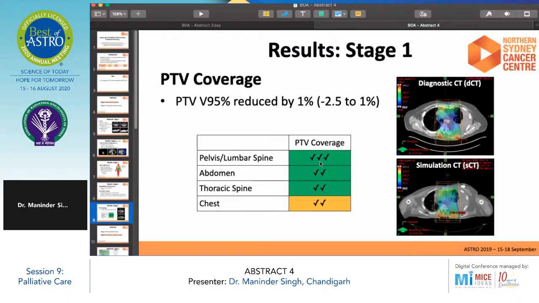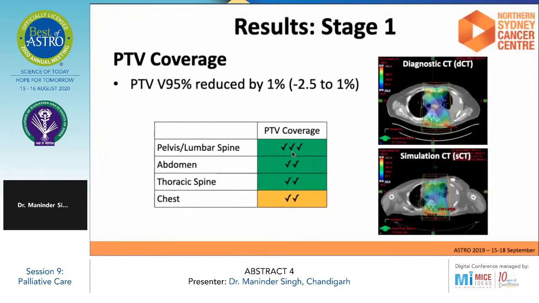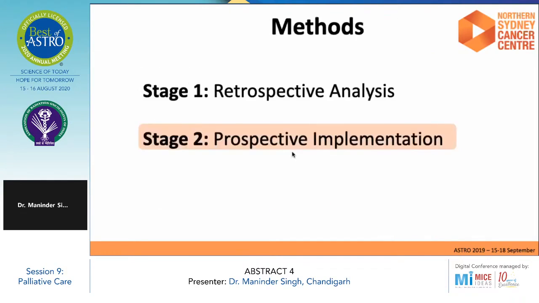All these factors put together affected the PTV coverage. Plans with predominantly soft tissue anatomy exhibited less variance in PTV coverage compared with thoracic spine and chest plans. This was mainly due to the variability in the location of inhomogeneity, such as bone and lung, impacting dose calculation. On average, PTV V95% between diagnostic CT and simulation CT plans was reduced by 1%. All this allowed the project to move on to stage 2, and this is how it was implemented.